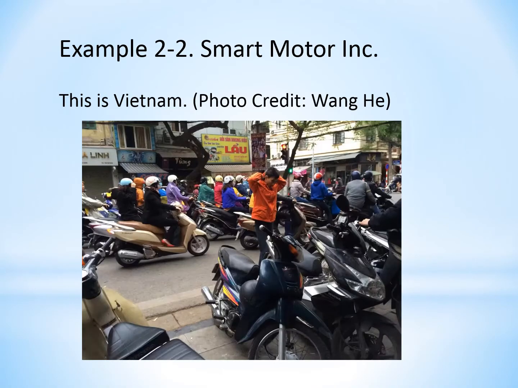Now let's take a look at this example. Suppose there is a company. The name is Smart Motor Incorporation and the location is in Vietnam. This picture is a street view of Vietnam.